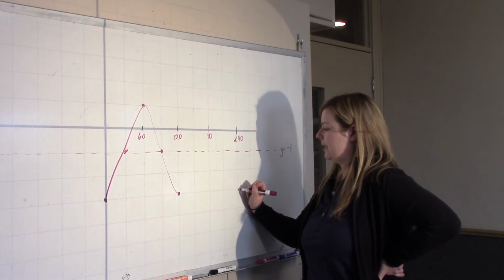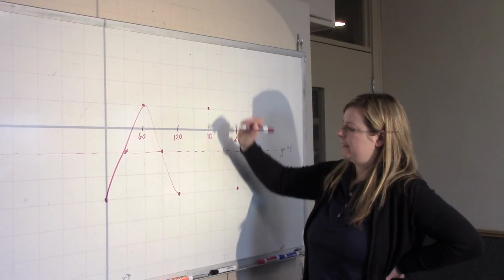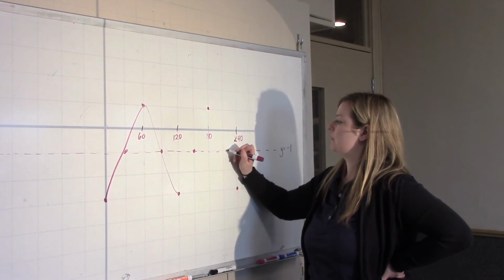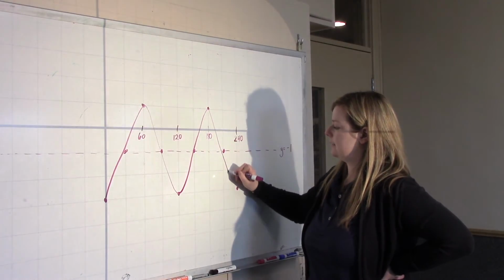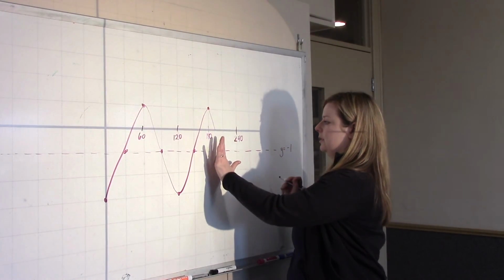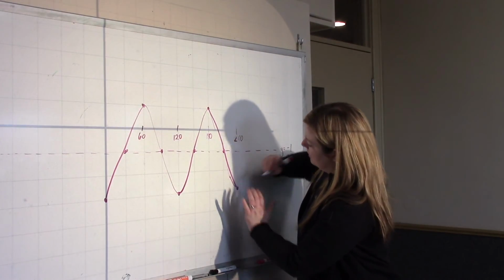So start on a min, end on a min. Halfway between, we're at a max. Then halfway in between each of those, we're on the axis again. So the pattern repeats. Sorry, that should be more direct here. There we go.